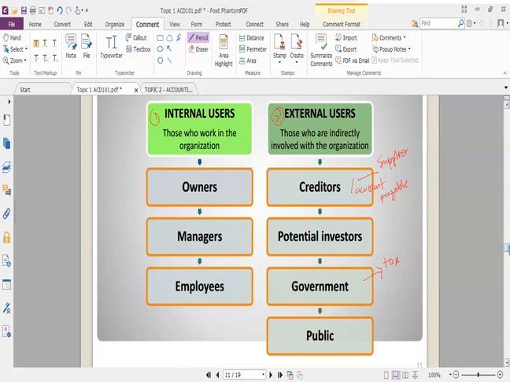Is there any question from you? No. Creditors and potential investor.